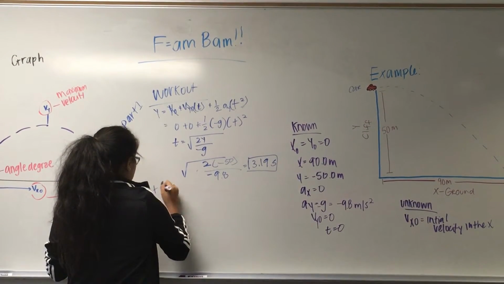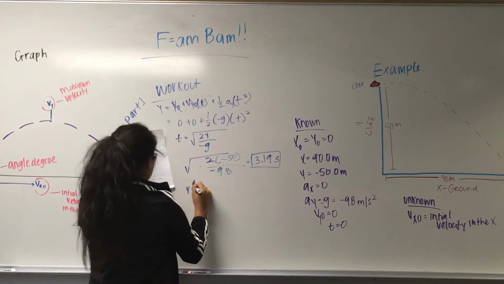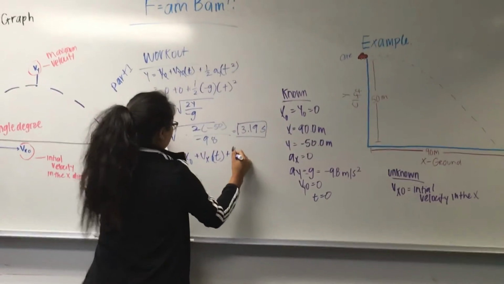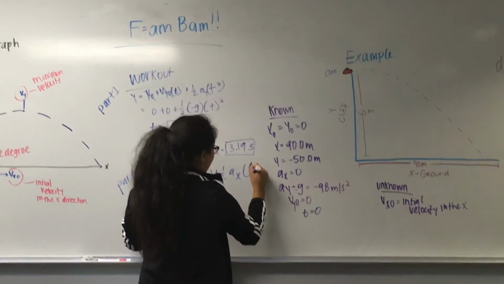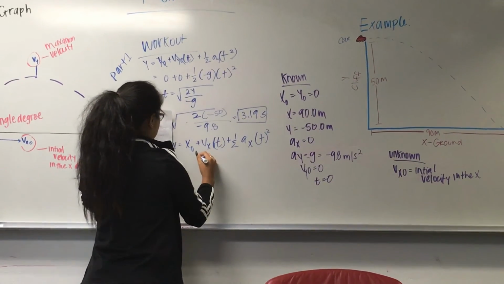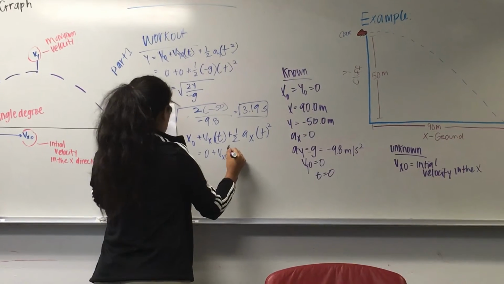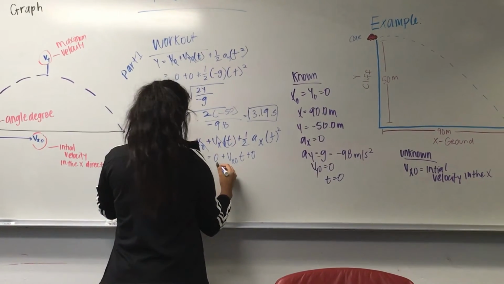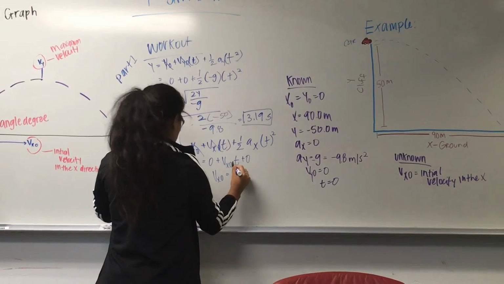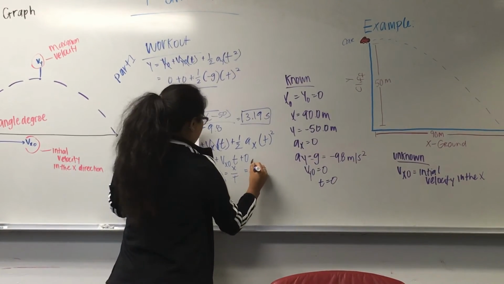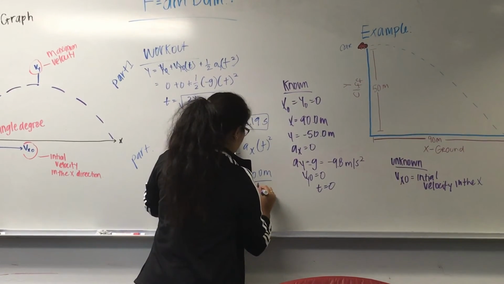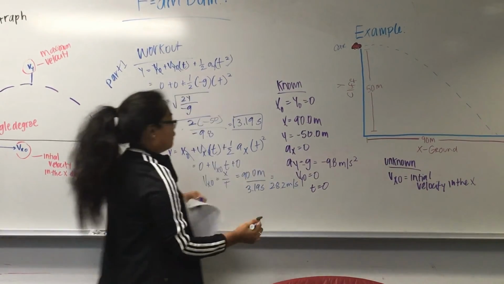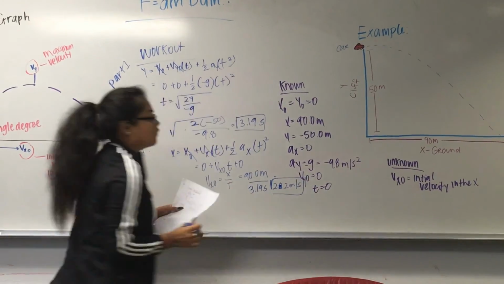For part 2, we're going to use the x equation, which is equation 2. x equals x naught plus vx naught times t plus 1/2 acceleration in the x times t squared, which then equals 0 plus vx naught t plus 0, because these cancel out, which is vx naught equals x divided by t, which then equals 90 meters divided by 3.19 seconds, which equals 28.2 meters per second. And there you go.